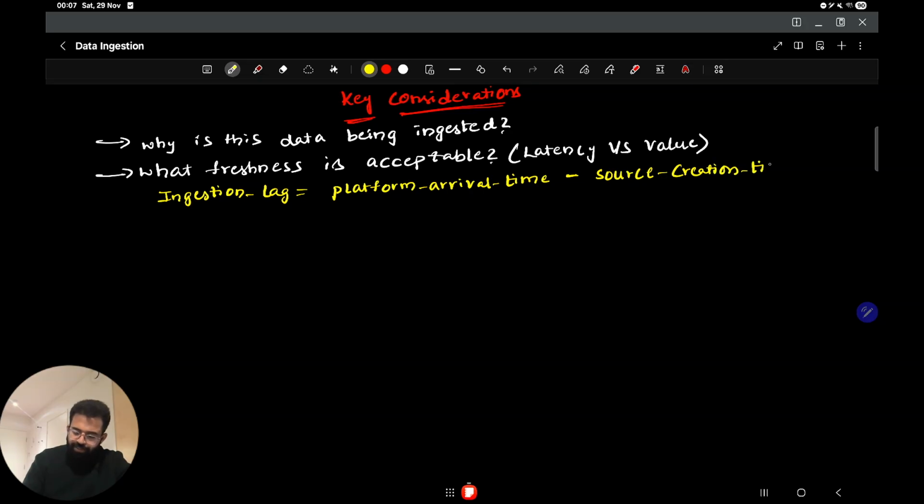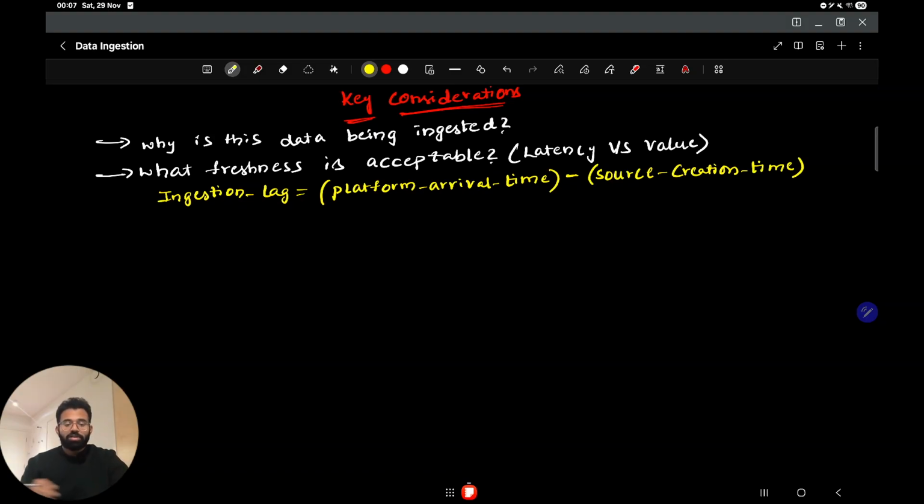So ingestion lag is basically the difference in these two timings. Ingestion lag is basically platform arrival time minus source creation time. So that's the ingestion lag. So when I say what freshness is acceptable, basically how much ingestion lag will you be okay with.